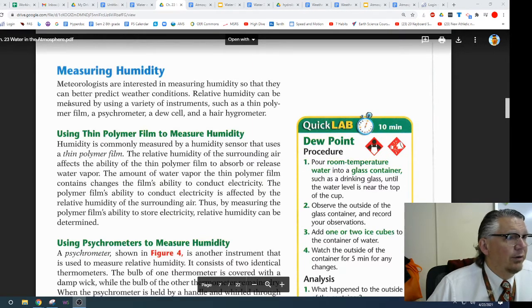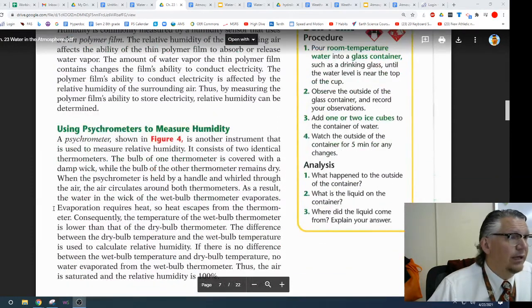Using a thin polymer film to measure humidity. Humidity is commonly measured by a humidity sensor that uses a thin polymer film. The relative humidity of the surrounding air affects the ability of the thin polymer film to absorb or release water vapor. The amount of water vapor the thin polymer film contains changes the film's ability to conduct electricity. Thus, by measuring the polymer film's ability to conduct electricity, relative humidity can be determined.